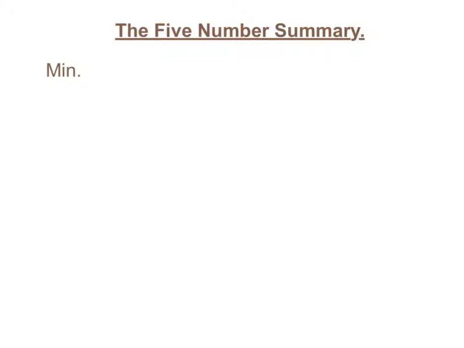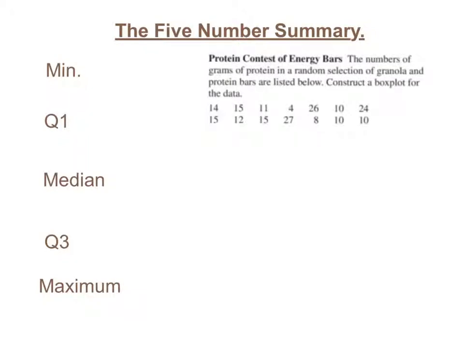So the first thing I'm going to teach you is called the 5-number summary. The 5-number summary is made of 5 numbers. The first one is the minimum. The second one is Q1, which if you will recall is the 25th percentile. The third one is the median. The fourth one is Q3, which, if you recall, is the 75th percentile. If you don't remember that, take a look at video 5. And then the last one is the maximum. So 5 numbers: minimum, Q1, median, Q3, and the maximum.